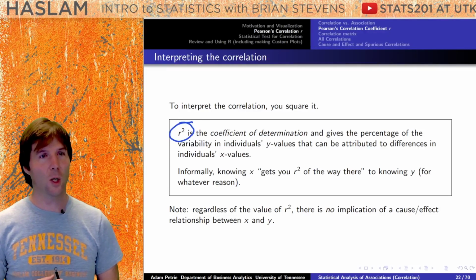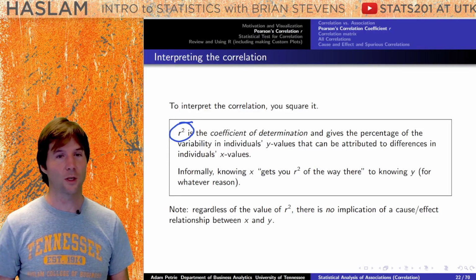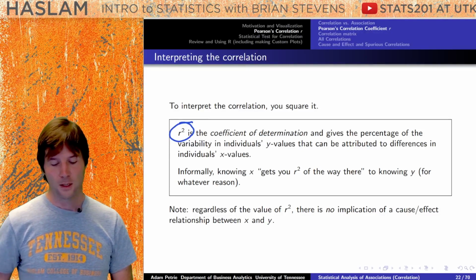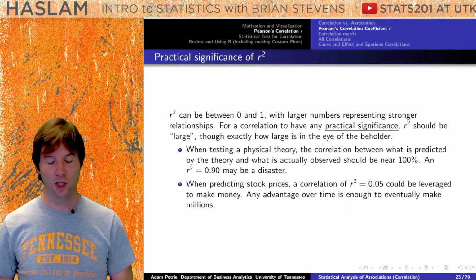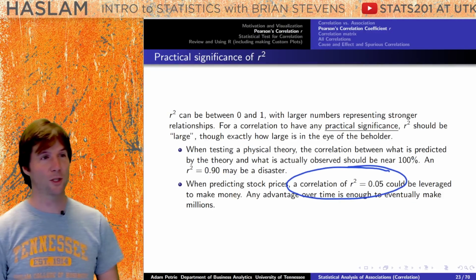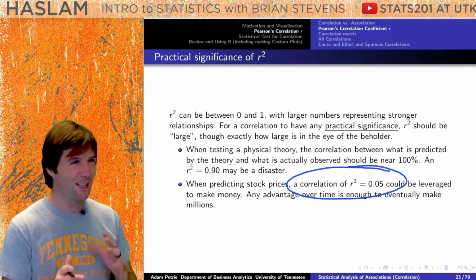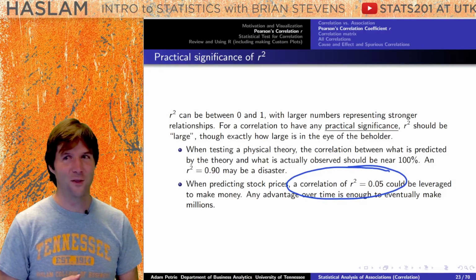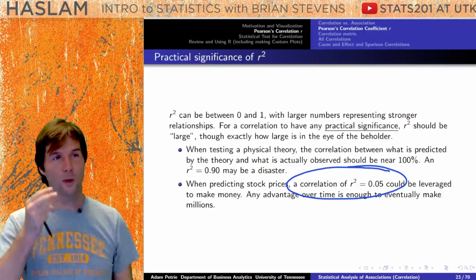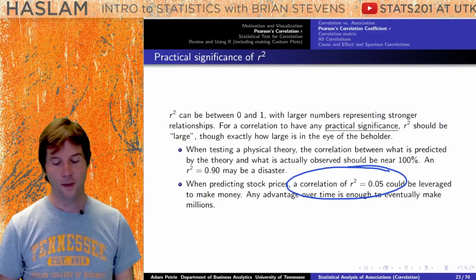When it comes to practical significance, it's the "do I care about it?" So this is the hard one for people, because whether you care is going to be very subjective from person to person. So let's look at this example right here where maybe you're predicting stock prices and you find a correlation of 0.05. That's kind of like having an edge on Vegas, because if you have that much knowledge about stocks, over the long run, you'll probably make a lot of money.